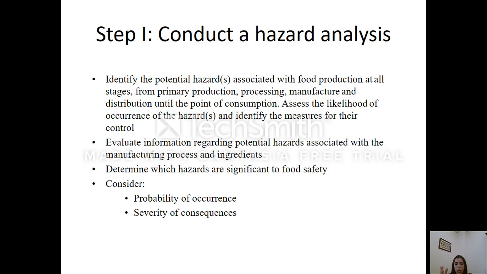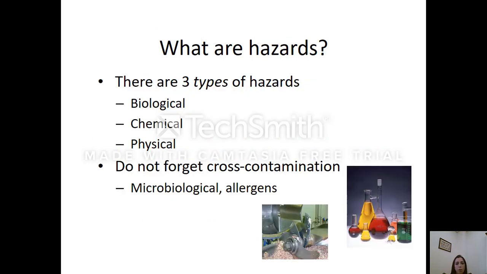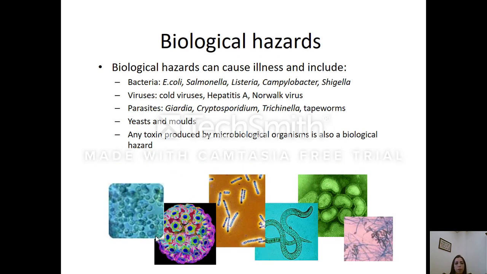Hazards: we have 3 hazards, as you know: biological, chemical, physical. Do not forget cross-contamination. Do not forget allergen cross-contamination and microbiological cross-contamination. Biological hazards such as bacteria, viruses, parasites, yeast, and molds. Chemical hazards such as allergens, naturally occurring substances, intentionally added chemicals such as antibiotics, pesticides, herbicides, fungicides, or accidentally added chemicals such as cleaning compounds, paint, pest control chemicals. Physical.